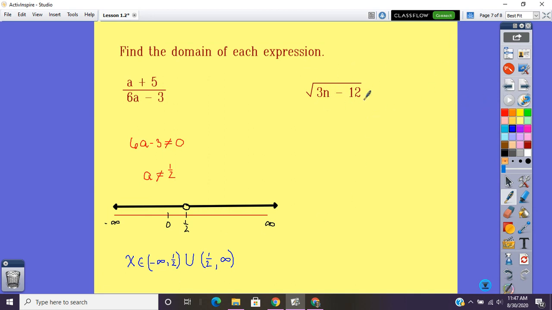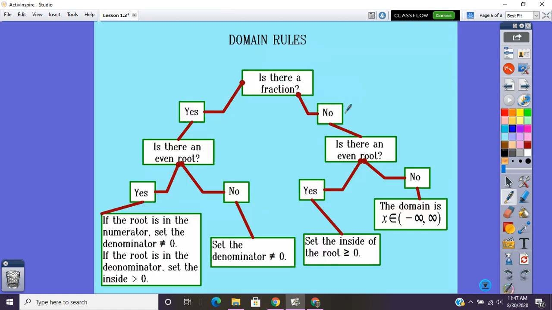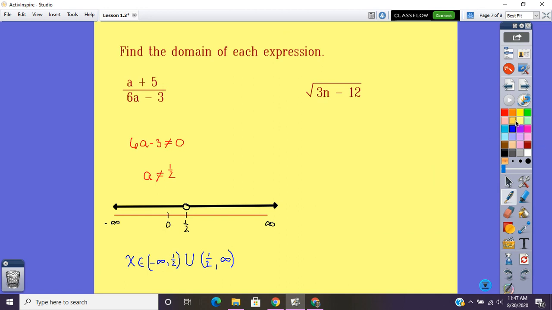So we have a root. All right. Is there a fraction? No. Is there an even root? Yes. So set the inside of the root to greater than or equal to 0. For the people who've got my actual note sheets that I handed out for my class, there is a typo on this. It does say just greater than, it should be greater than or equal to. So make sure you fix that on your domain rules. All right, so I'm setting the inside greater than or equal to 0.